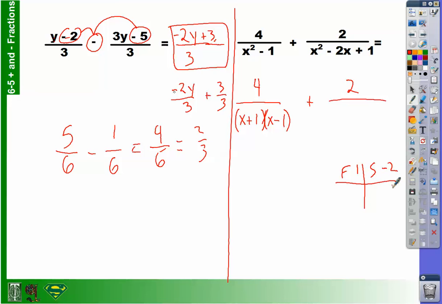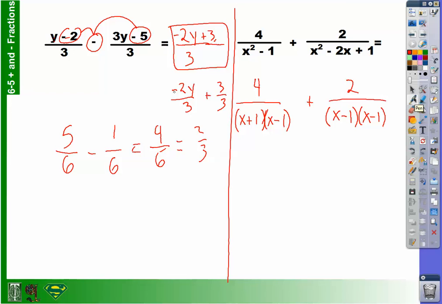Well, what are the factors of 1? 1 and 1, and -1 and -1. 1 plus 1 is 2. Nope. -1 minus 1 is -2. That works out. So this can be factored as x minus 1 times x minus 1. Obviously, it can be written as x minus 1 squared, but we don't want to do that right now. We want to keep it in this sort of expanded form.